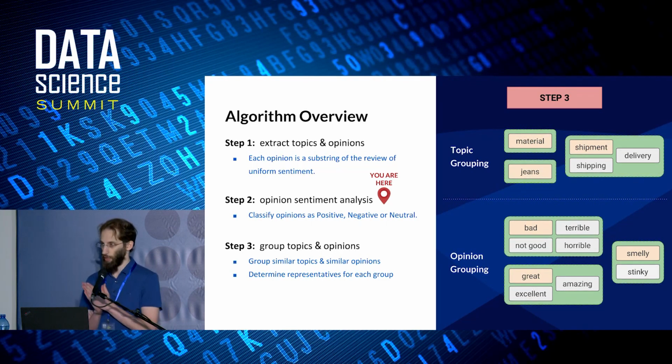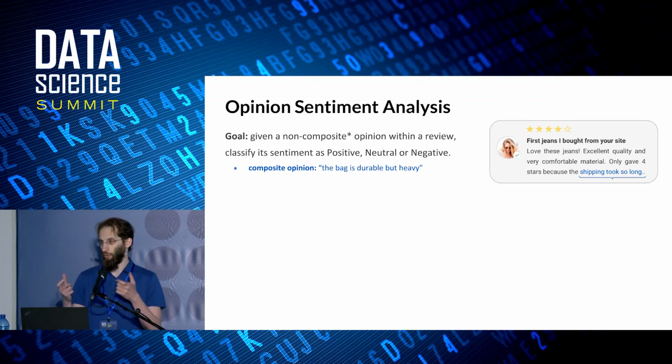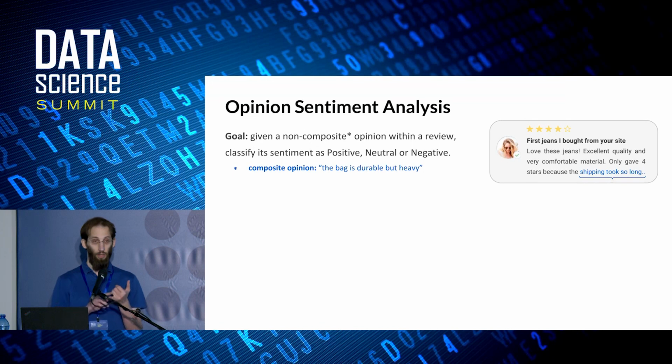At the last Data Science Summit, we focused on steps 1 and step 3. Today we're going to focus on the problem of opinion sentiment analysis. So let's formally define the problem of opinion sentiment analysis. In this problem, we assume that we are given a non-composite opinion within the review. By non-composite, I mean an opinion that doesn't contain two separate opinions of different classes. Our goal will be to classify the sentiment as either positive, neutral, or negative.